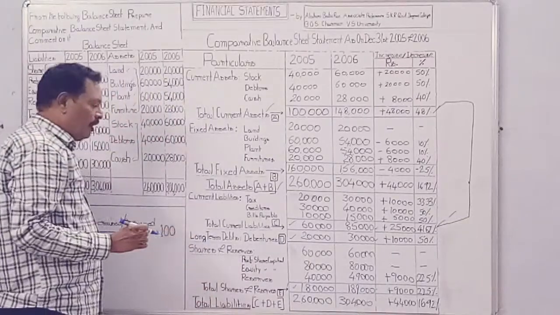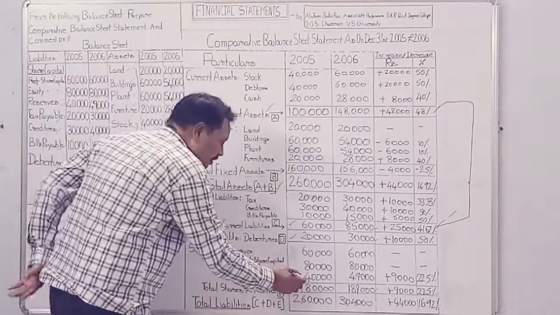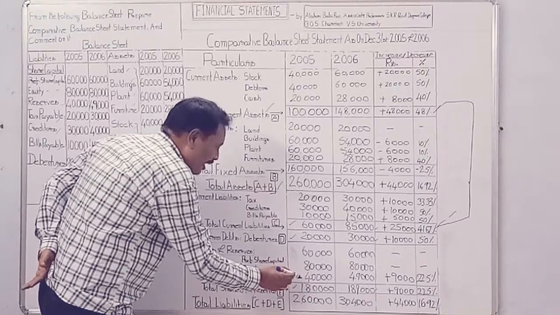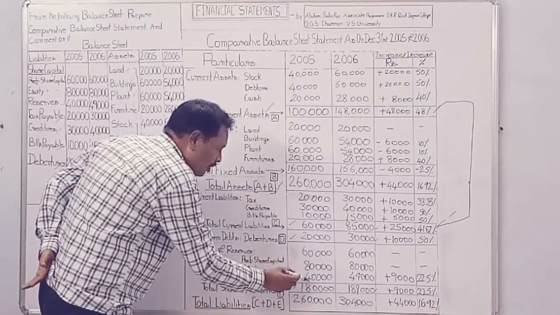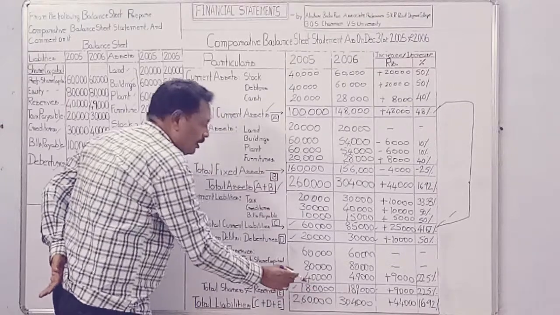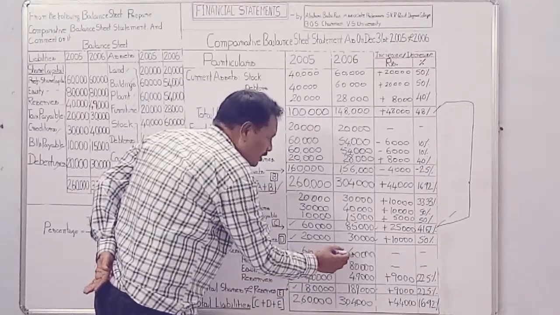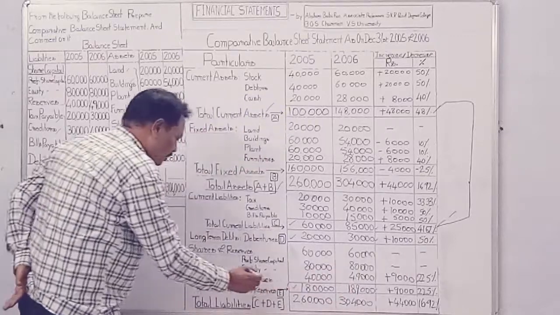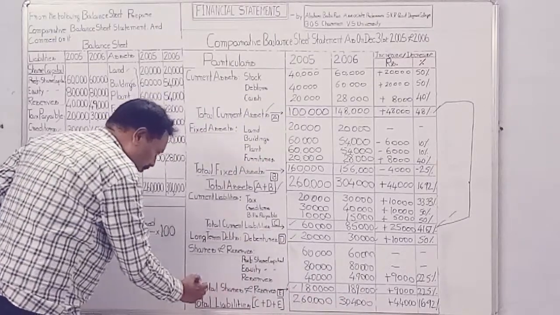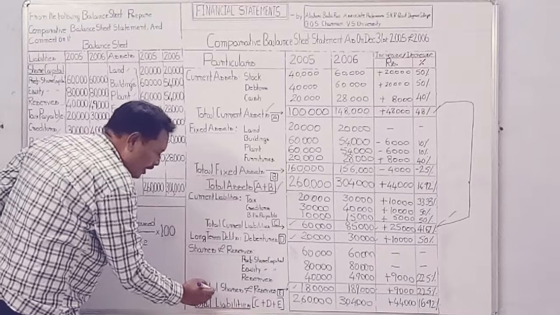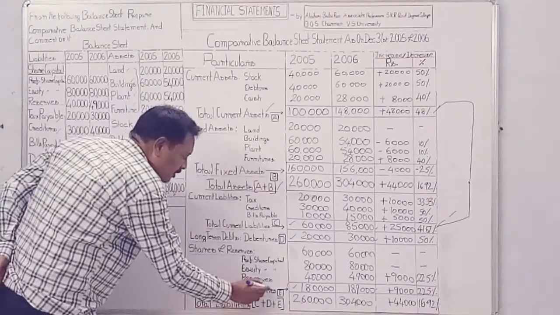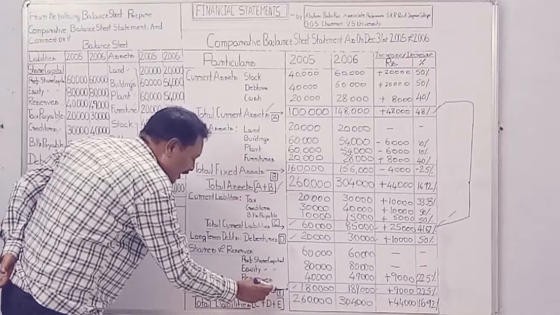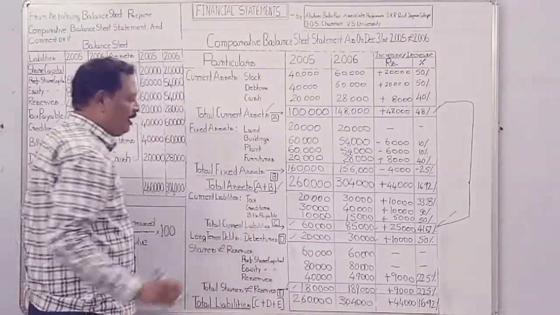So after mentioning these values, you simply add these three items: 60 plus 80 plus 40, 1,80,000. In the same way, 60 plus 80 plus 49, 1,89,000. For this, you simply write total shares and reserves and put E letter in a box. This indicates total shares and reserves.